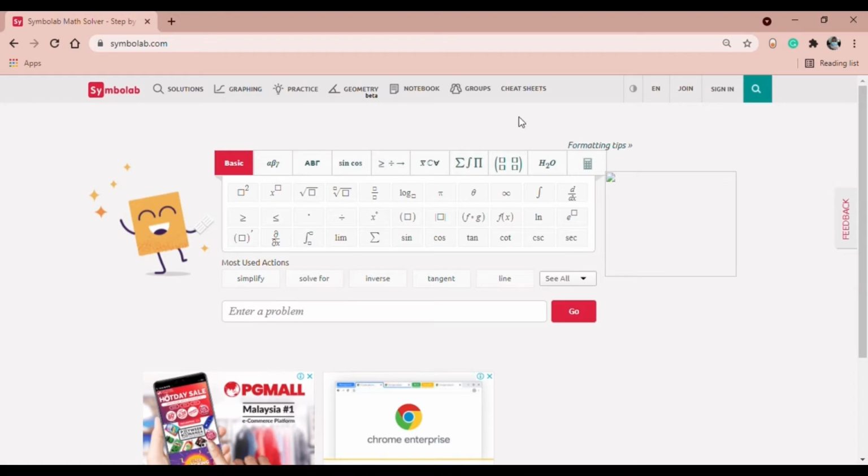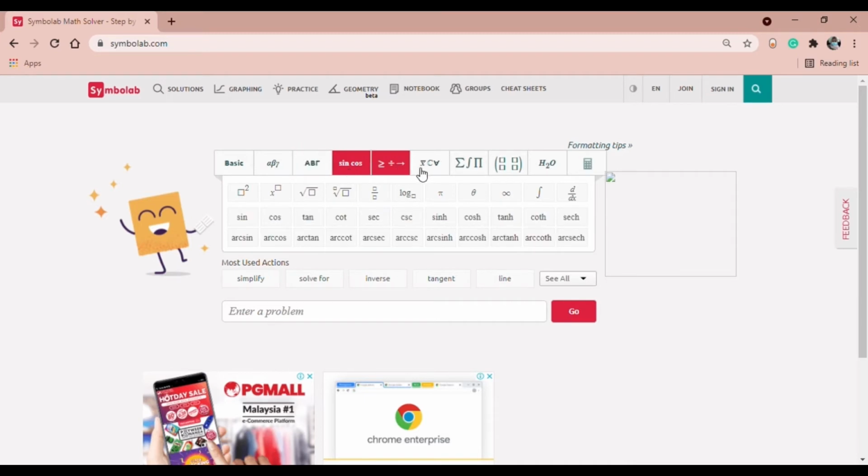Basically, you can see here all the symbols and operations that you will need to write down your problems. You can state your problem in this block, and before that, you can also use the most used actions like simplify, solve for, inverse, and many other actions. You can click on see all to see the other actions that you can use to write your maths problem. For symbols and operations, there are many others beyond the very basic. You can click on everything and explore this.